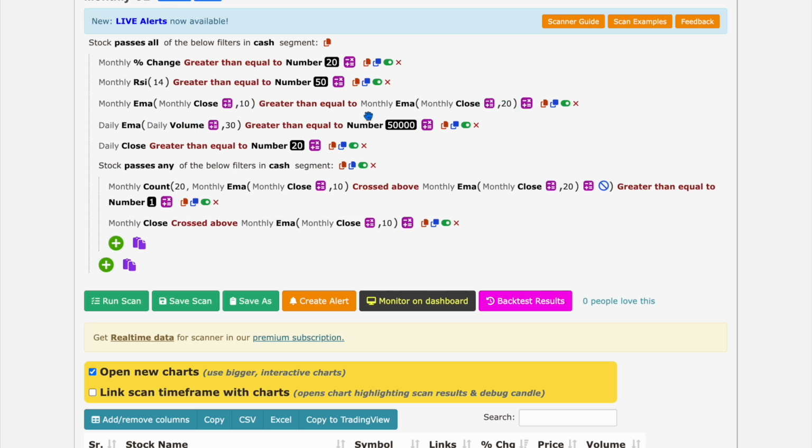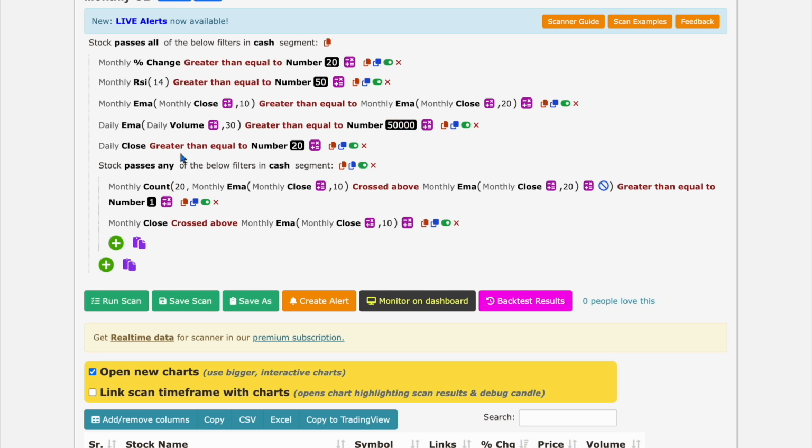Then the monthly 10 moving average should be more than its 20. The daily volume should be more than 50,000. You can play around with this number if you want some illiquid stocks, if you just want to build a position slowly. You can have it 10,000, 20,000, whatever you like. I would keep it at 50,000, but you can definitely play around with this number.